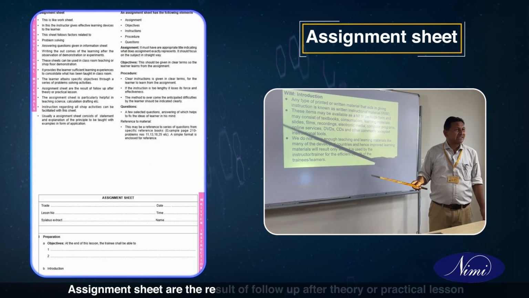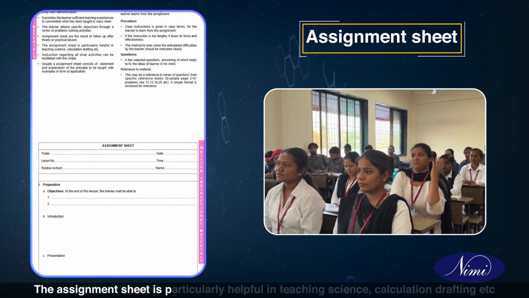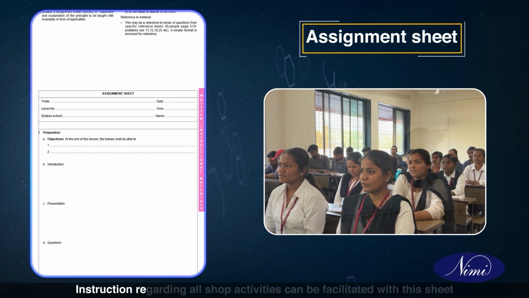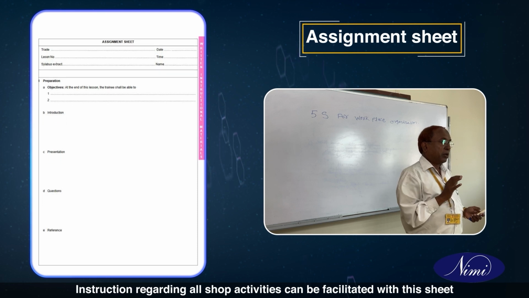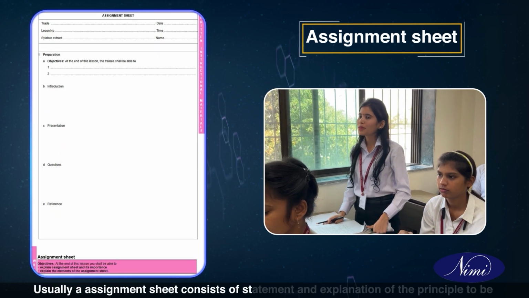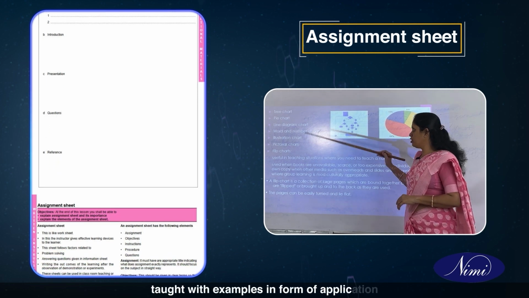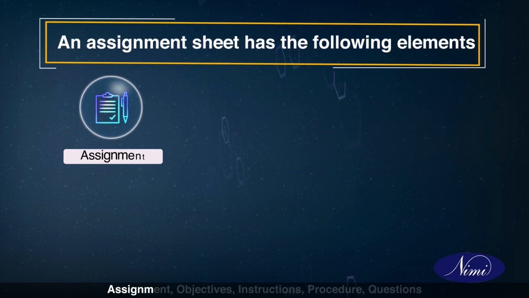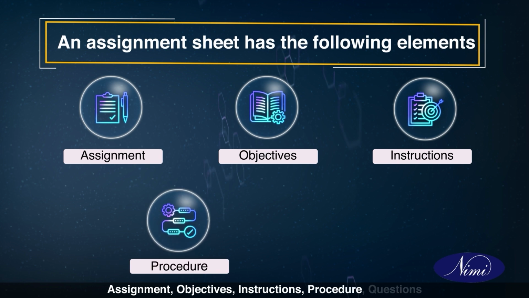Assignment sheets are the result of follow-up after theory or practical lesson. The assignment sheet is particularly helpful in teaching science, calculation, drafting, etc. Instruction regarding all shop activities can be facilitated with this sheet. Usually, an assignment sheet consists of statement and explanation of the principle to be taught with examples in form of application. An assignment sheet has the following elements: assignment, objectives, instructions, procedure, questions.